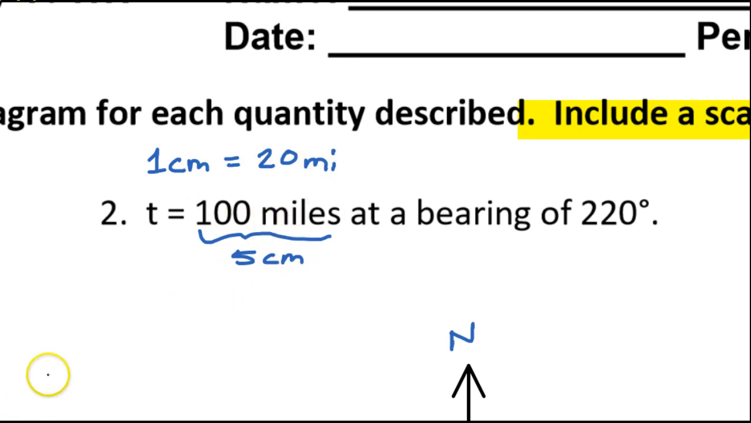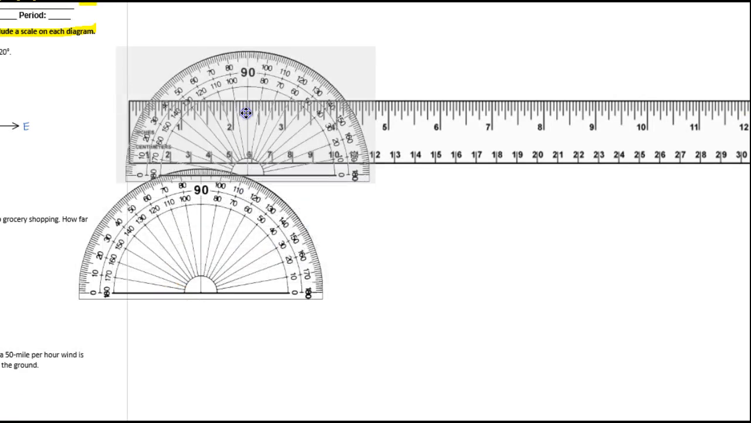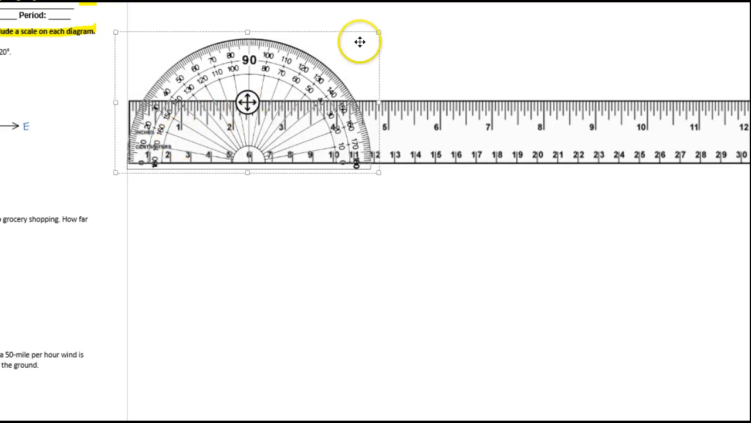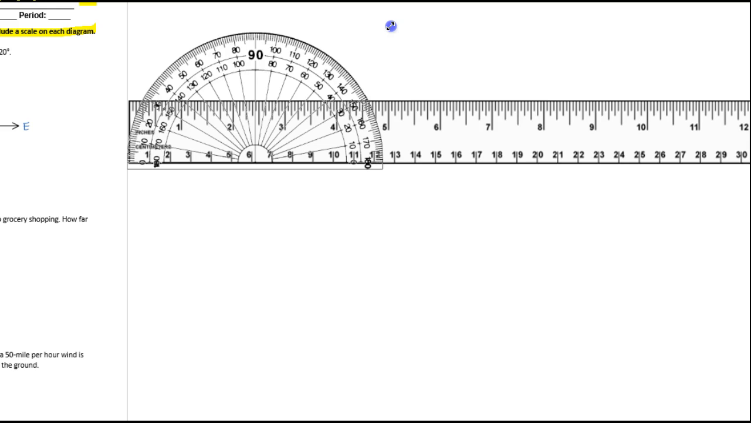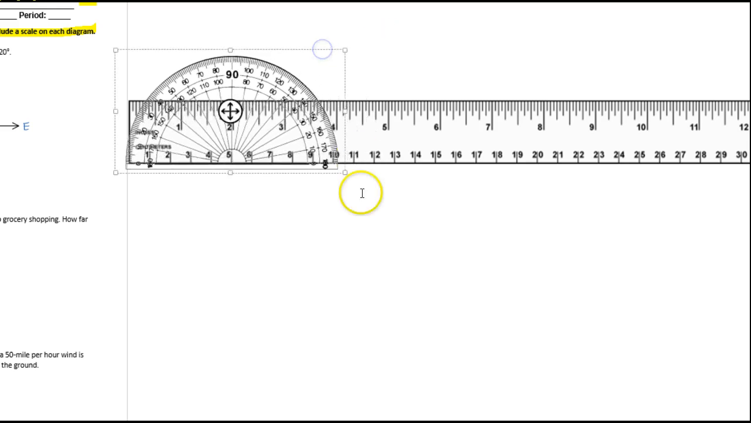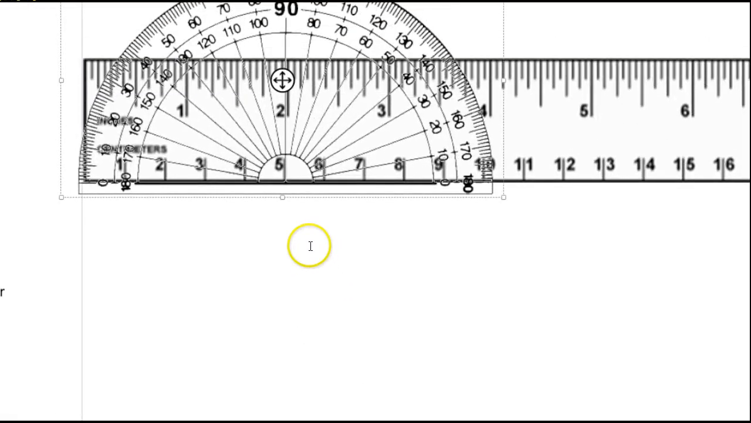Okay, so with that in mind, I'm going to adjust my protractor so that it has a radius of 5 centimeters. So again, I'm going to grab my protractor. All right, I'm going to put it over here towards the left edge of my ruler, and then I'm going to drag it, and I'm adjusting so that the center of the protractor is at 5.